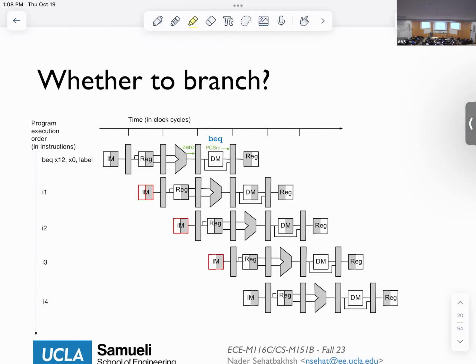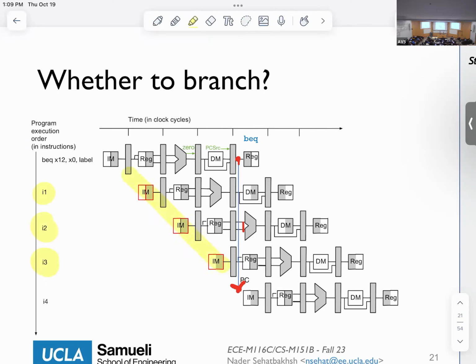And finally, at this point, I'm going to know whether this branch is going to be taken or not taken, right? So at this point, if I can forward the PC from here to here, this is the point where I can actually fetch a new instruction, whether it's taken or not taken, right? So I need to stall the process over 2 cycles here.